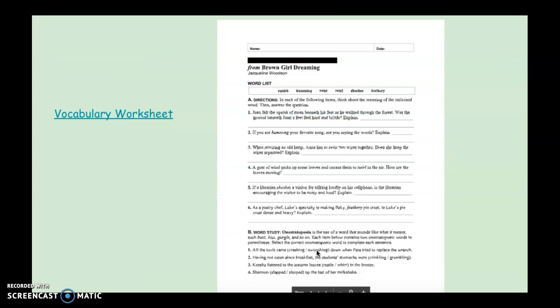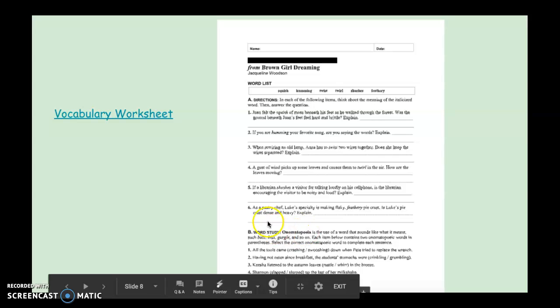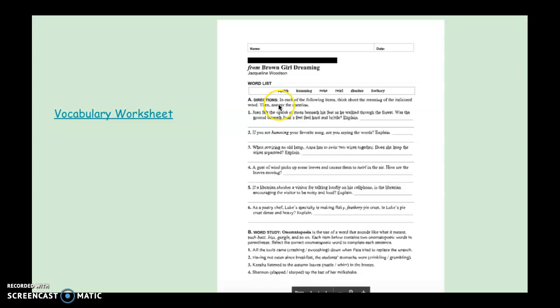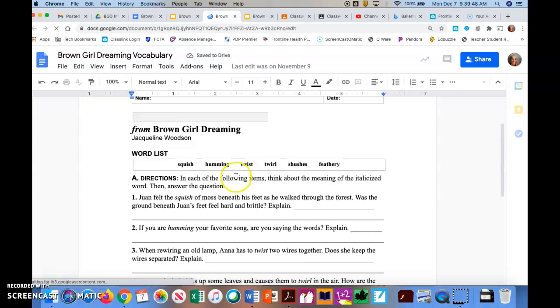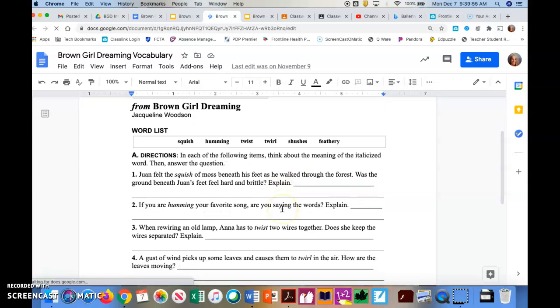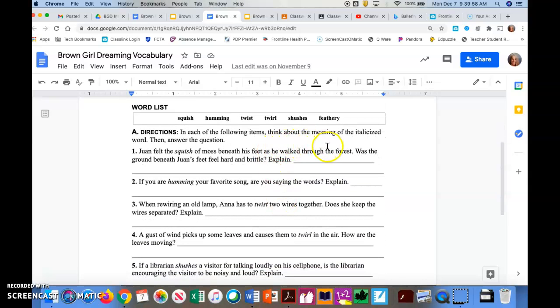Now, let's look at one of your first assignments that goes along with this lesson. And this is our vocabulary worksheet. And those 6 vocabulary words that we just talked about are on this page. So on this sheet, we have our words squish, humming, twist, twirl, shushes, and feathery. And for each of the following items, I want you to think about the meaning of the italicized word and then answer the question. You're not writing the definition of the word. You're explaining if this is a true or false statement and how you know.